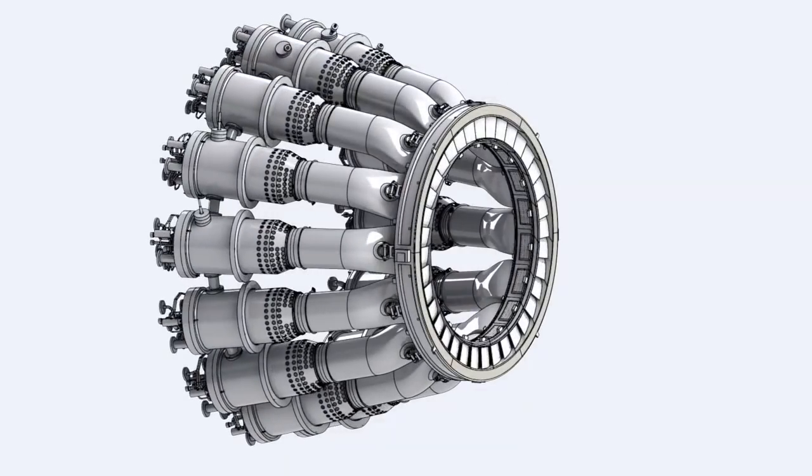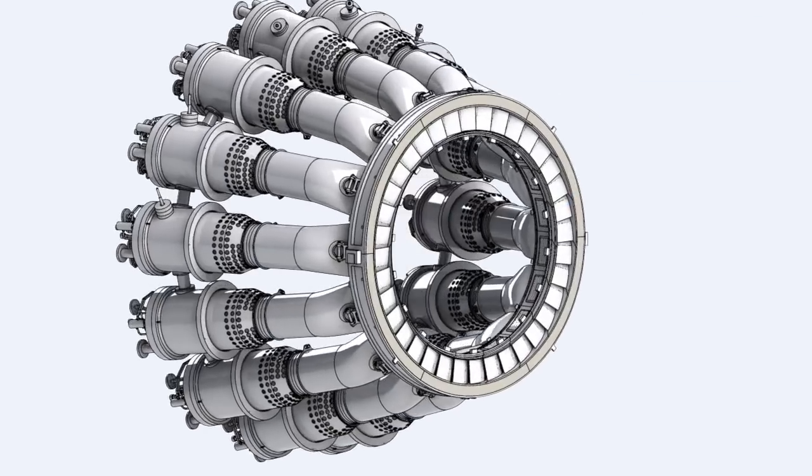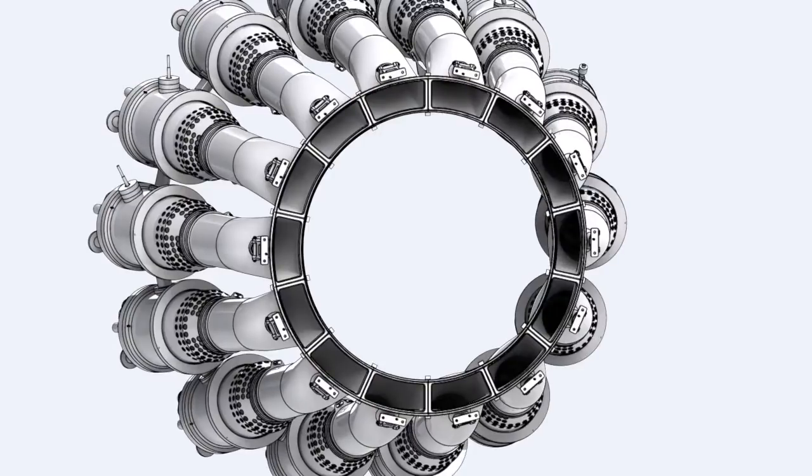Transition pieces are the interface between the combustion and the turbine sections. They direct the hot gases from the liners to the turbine first stage nozzles. The first stage nozzle entrance area is divided into 14 equal areas, receiving the hot gas flow.